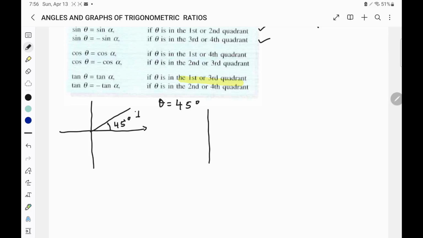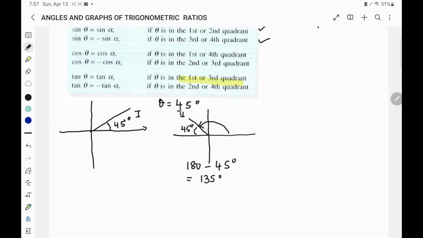This is the first quadrant. If the angle is in the second quadrant, you draw the basic angle 45 degrees. As I told you, for positive angles you go anti-clockwise. So in the second quadrant the angle will be 180 minus 45 degrees, which equals 135 degrees. So this is the angle in the second quadrant.